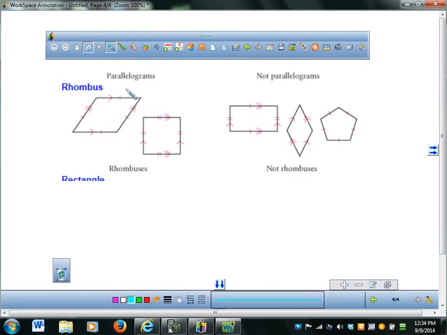So a rhombus is a parallelogram with all sides congruent.